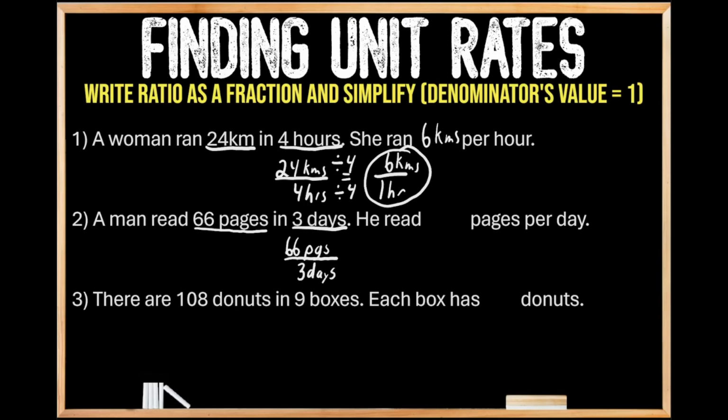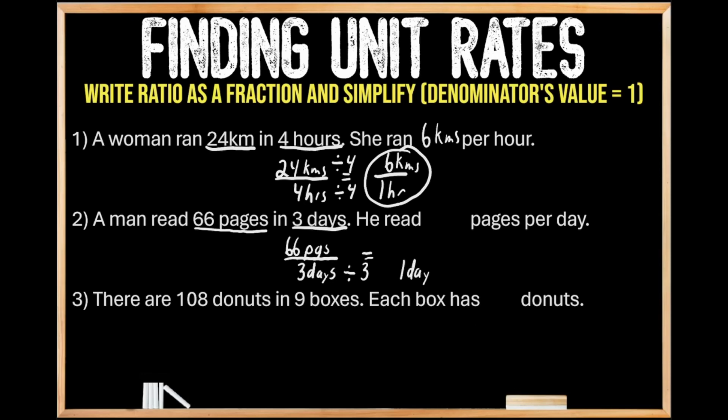So we have 66 pages to 3 days, and we need to figure out how many pages he read per day. So we need to simplify this fraction so that our denominator has a value of 1, because that's going to tell us how many pages he read per day. In order to write a fraction with the denominator of 1, we need to divide our denominator by 3. And when we divide 3 by 3, we get 1, so that's going to be per 1 day.